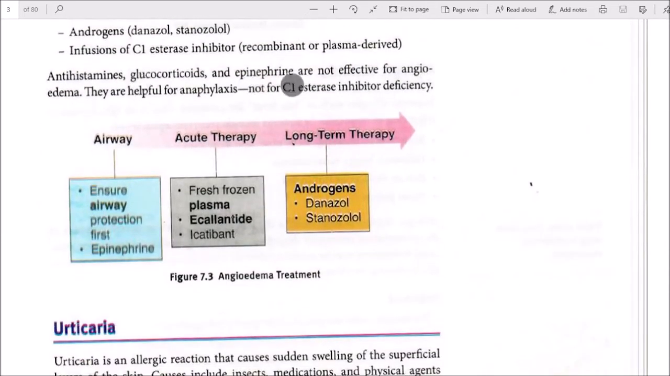Antihistamines, glucocorticoids, and epinephrine are not effective for angioedema. They are helpful for anaphylaxis, not for C1 esterase inhibitor deficiency. Angioedema treatment: ensure airway protection first. Acute therapy: fresh frozen plasma, ecallantide, and icatibant. Long-term therapy: androgen, stanozolol.